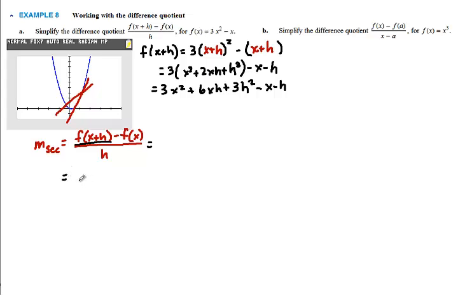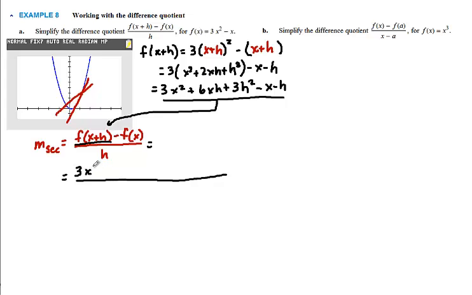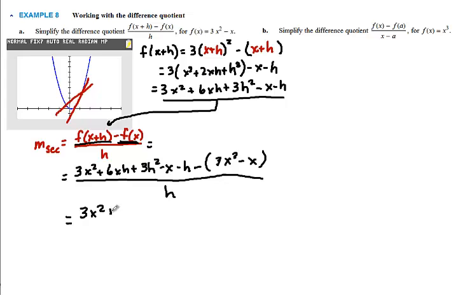So let's plug in here. I'm going to write down f of x plus h, and it's this big wad of stuff. This is f of x plus h. So I would get 3x squared plus 6xh plus 3h squared minus x minus h minus whatever f of x is. And that's what this part tells me to do right here. And f of x was 3x squared minus x. And all of this was to be over h. I'm going to distribute the negative here. 3x squared plus, and this is just so messy.